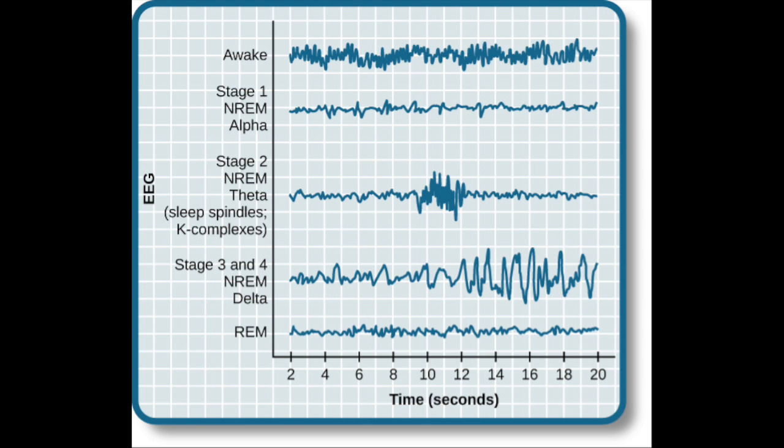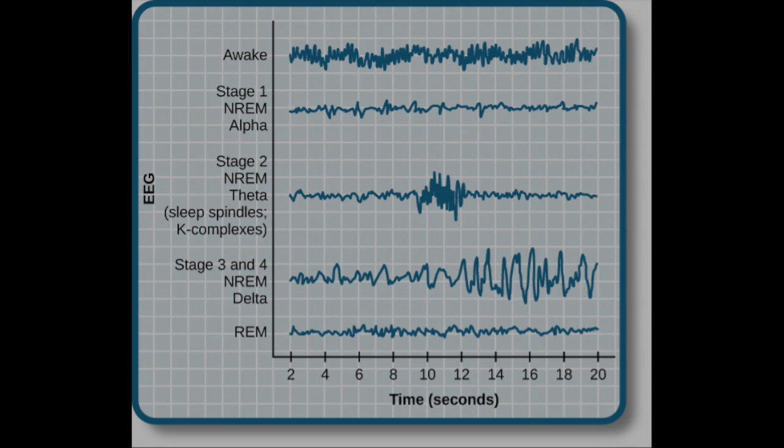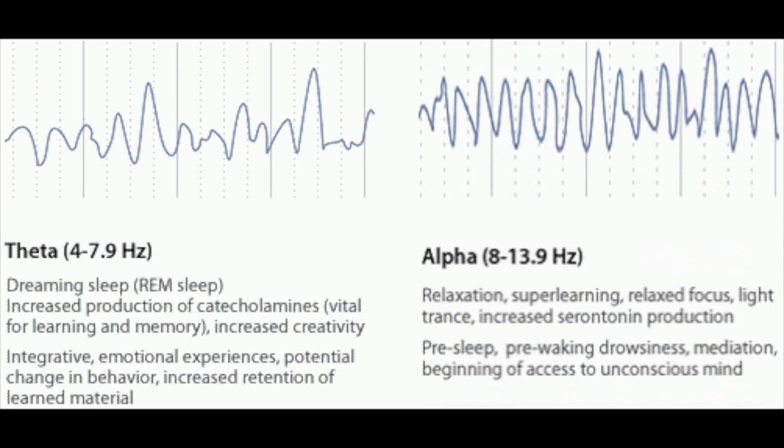As an individual continues through stage 1 sleep, there is an increase in theta wave activity. Theta waves are even lower frequencies, about 4 to 7 Hz, and they also have higher amplitude than alpha waves. It is relatively easy to wake someone from stage 1 sleep. In fact, people often report that they have not been asleep if they are awoken during stage 1 sleep.